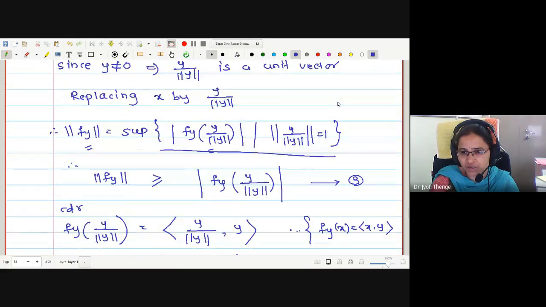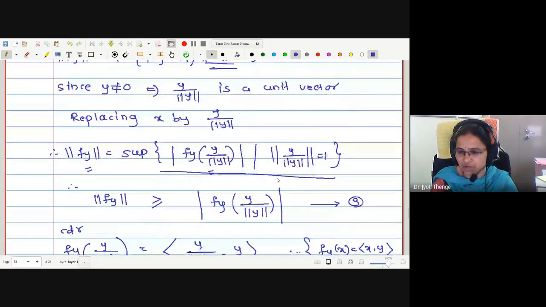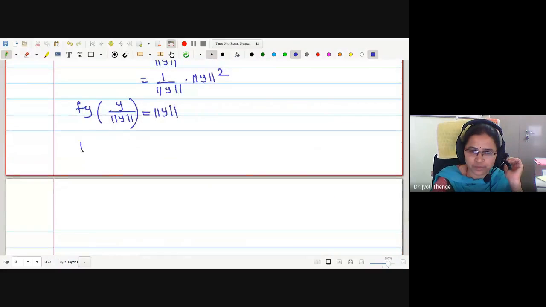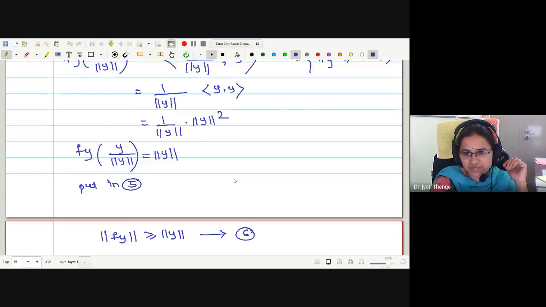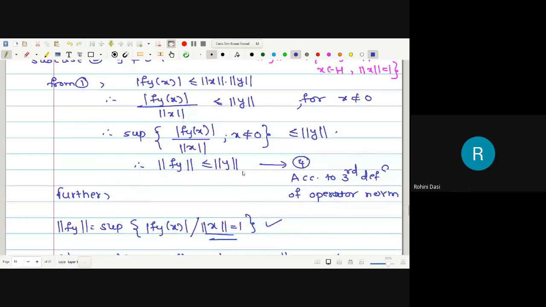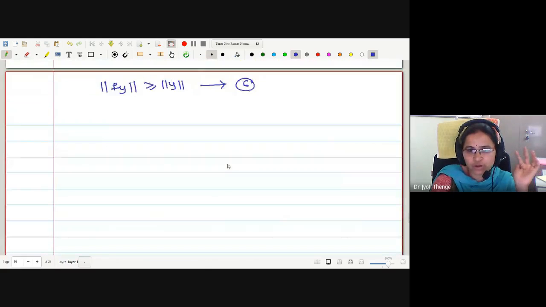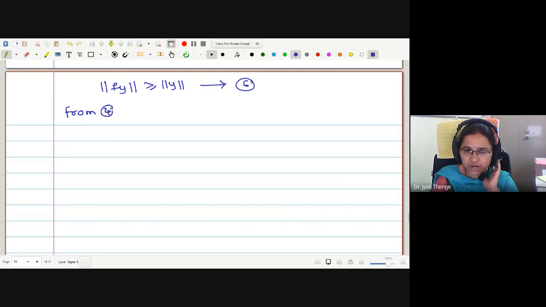Therefore, we'll put the value here, not in 3. I think I misplaced the number. This is 5 actually. Okay, therefore, we'll put this value in 5. What does 5 become? Norm of f_y is greater or equal to norm of y. Let me call it 6. What is the previous number we have given? 4. Norm f_y less or equal to norm y is 4. Norm f_y greater or equal to norm y is 6. Therefore, from 4 and 6, norm f_y is equal to norm of y.